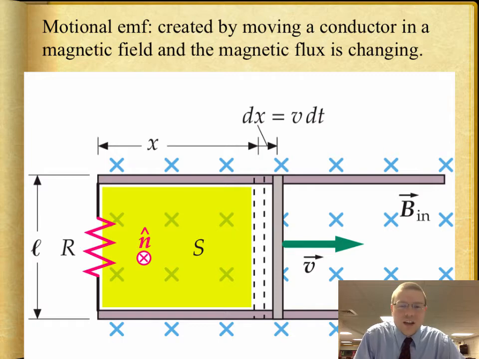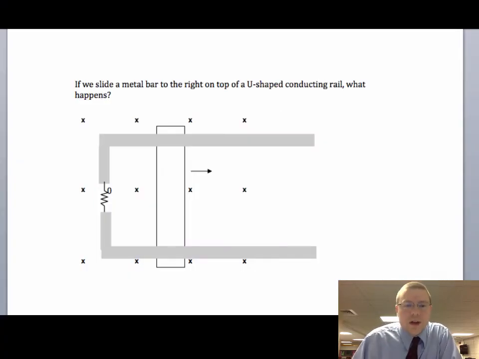You can see that's shaded in area S. So the area is either in or out of the page. In this case, it looks like it's pointing in, so it's pointing the same direction as the magnetic field. The question is, when you give this bar a kick, if you kick it to the right and it starts to move, what happens?